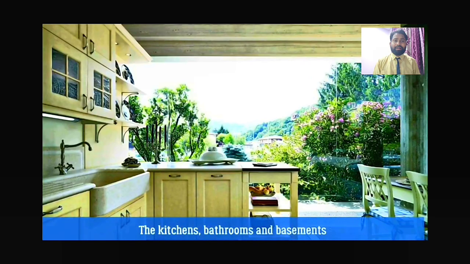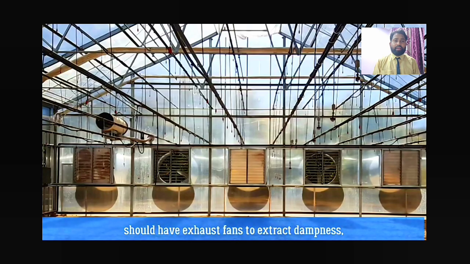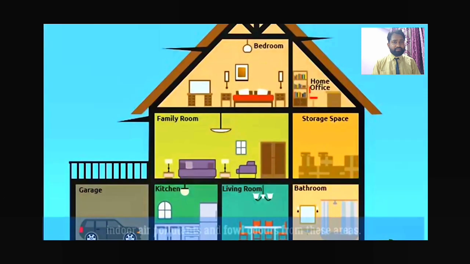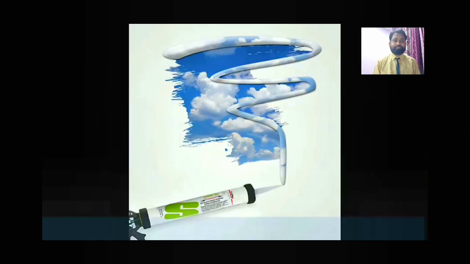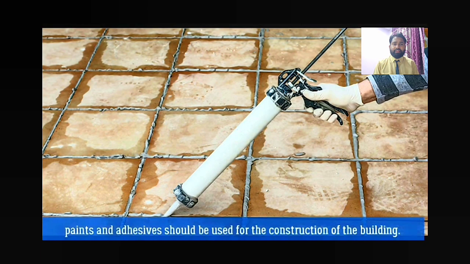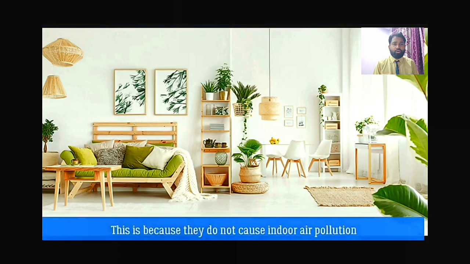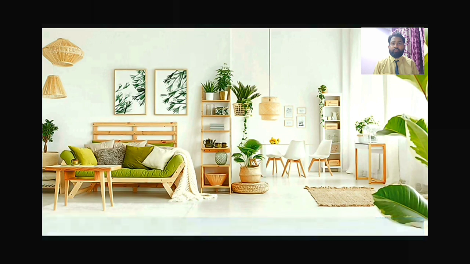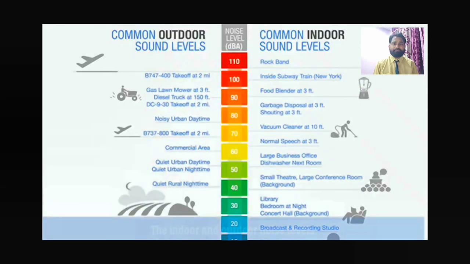The kitchen, bathrooms and basements should have exhaust fans to extract dampness, indoor air pollutants and foul odors from these areas. Only low VOC sealants, paints and adhesives should be used for construction of the building. This is because they do not cause indoor air pollution and do not emit toxic gases.